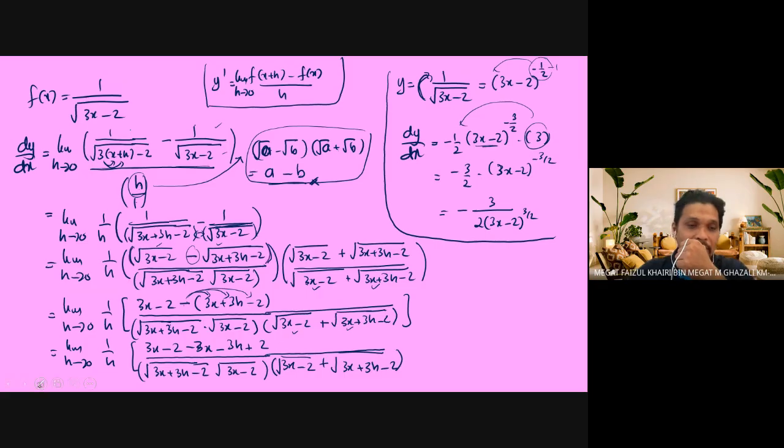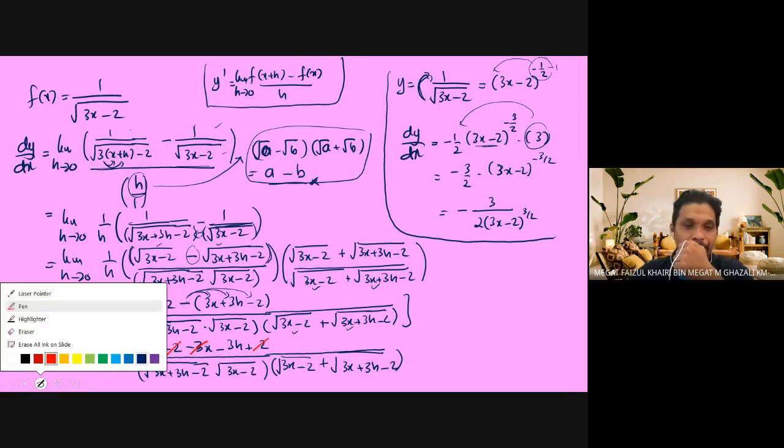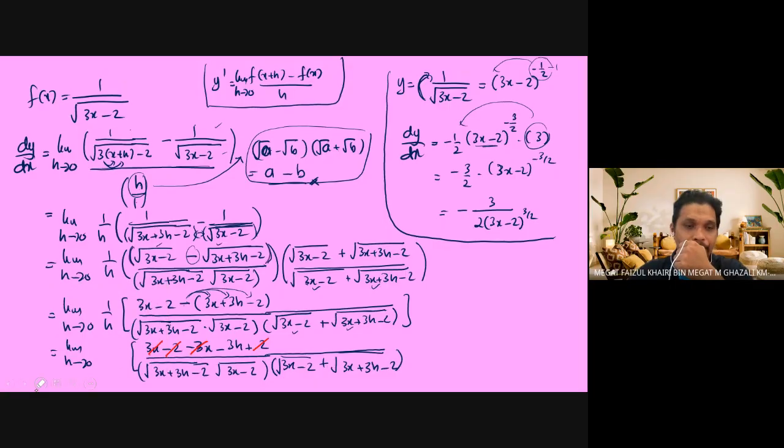Okay, so now 3x minus 3x, 2 minus 2. Okay, 1 over h. This one, 1 over h. Okay, so 3x minus 3x, 2 minus 2. So what's left here now? Negative 3h. And multiply also, not just divide by this, but also multiply with 1 over h.